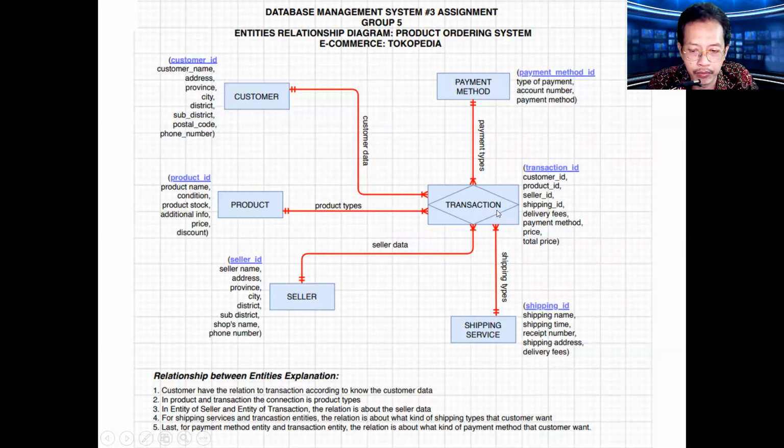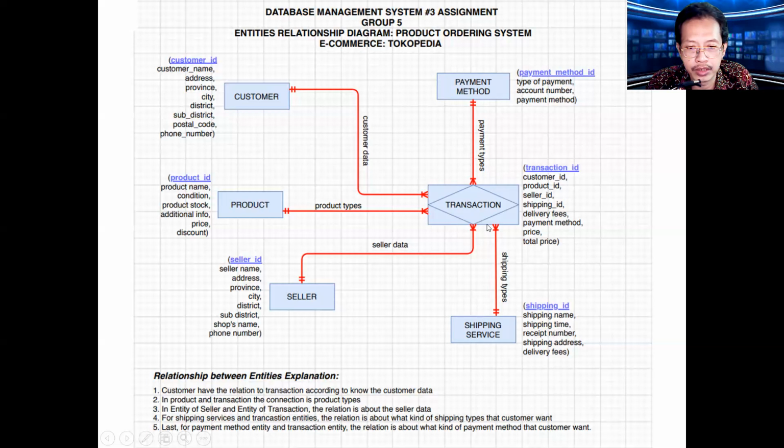And then in terms of shipping service, okay, one transaction can have one and only one shipping service. That makes sense. Everything uses Tiki or DHL, UPS, and so on. And then one shipping service could cater to more than one transaction, because of course, one delivery company would be available for several transactions. And then the payment method.